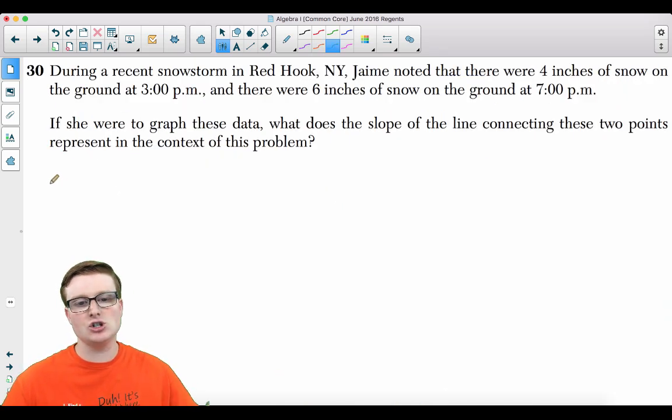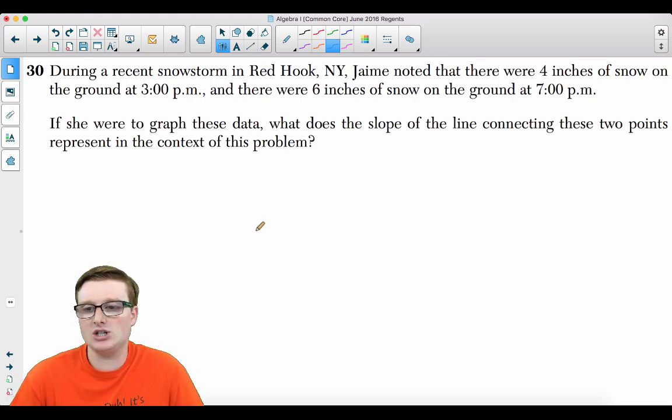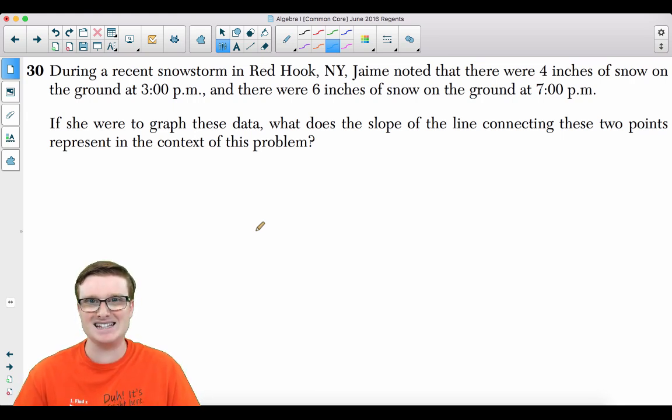During a recent snowstorm in Red Hook, New York, Jamie noticed that there were 4 inches of snow on the ground at 3 p.m. and 6 inches of snow on the ground at 7 p.m. If she were to graph these data, what does the slope of the line connecting these 2 points represent in the context of this problem?